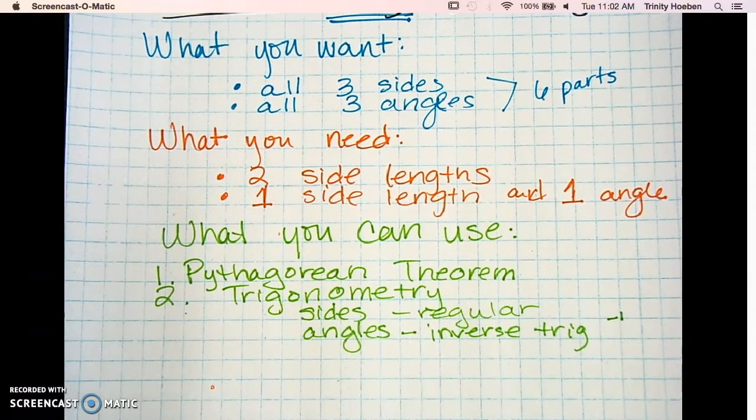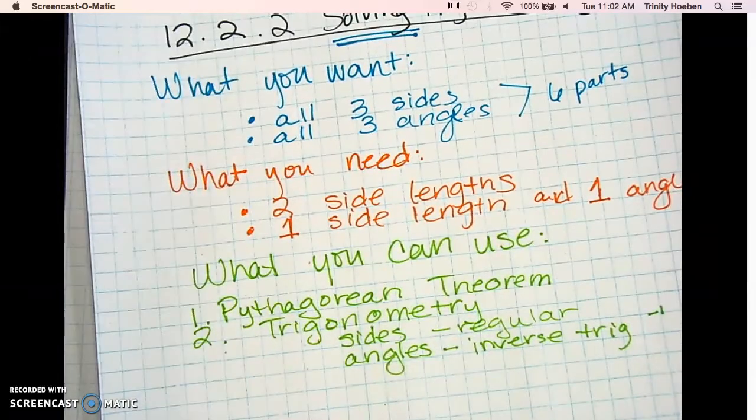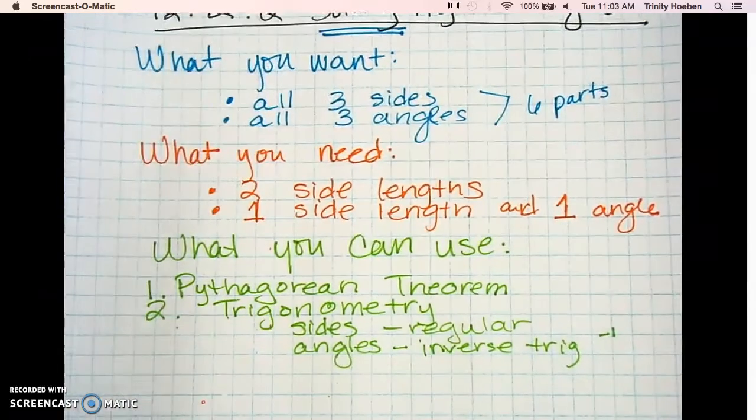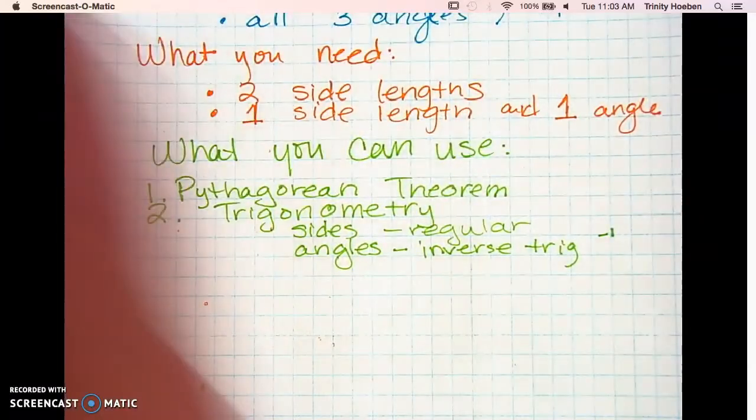If you look on your calculator, right above the sine button is going to be an inverse sine, and right above the cosine is an inverse cosine. So on these calculators, you're going to hit the blue button first, then that button, okay? So we're going to do an example of each. So let's start with example number 1.